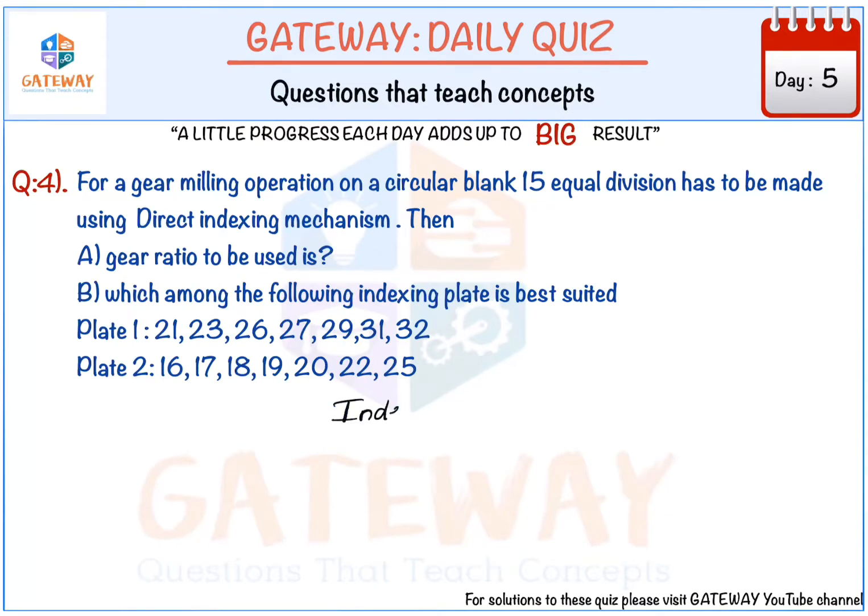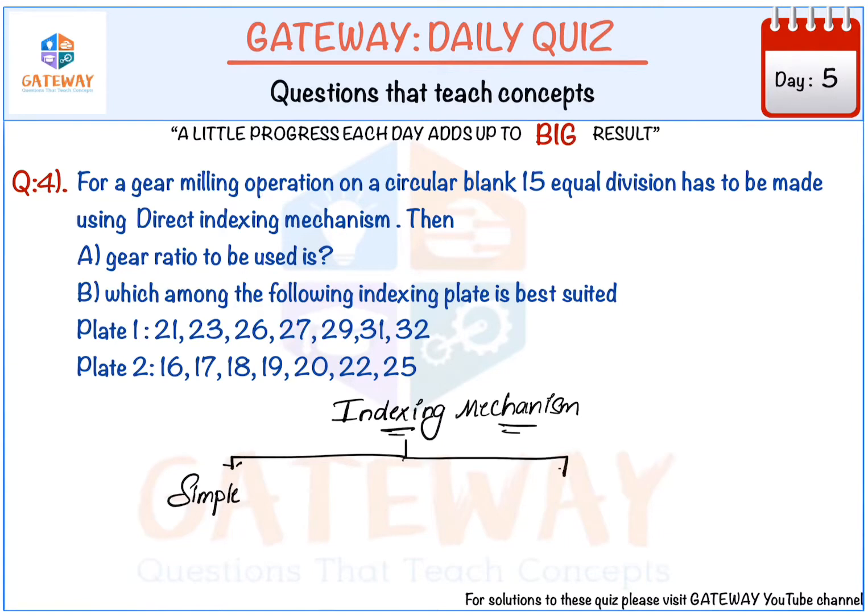So generally, indexing mechanisms, as per our syllabus, are divided into two types. One is simple indexing and the other is direct indexing. There are some other indexing mechanisms like compound and many others available, depending upon the number of slots or number of teeth to be cut on the gear. So in simple indexing, we'll be using a gear ratio of 40:1. We'll also discuss what exactly is 40:1. And in direct indexing mechanism, we use a gear ratio of 24:1.